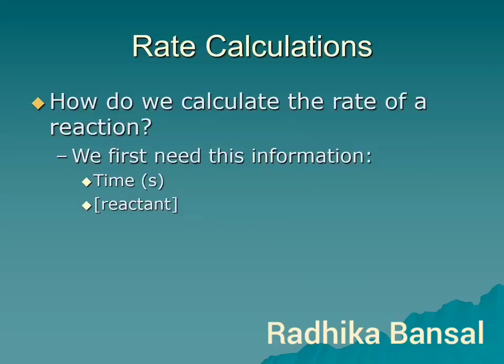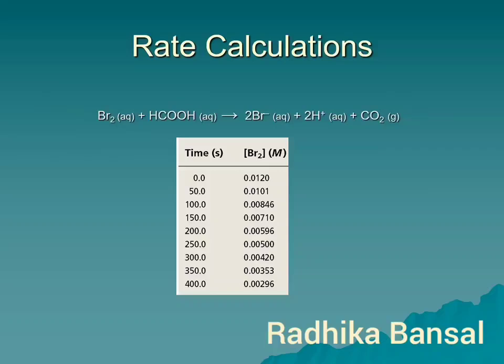So now the question is, how do we calculate the rate of a reaction? For this we definitely need the information of time in seconds and reactant. So now let's understand this by taking an example. When bromine is reacting with formic acid, that is HCOOH, forming bromide ion plus 2H+, that is hydrogen ion, plus carbon dioxide gas.